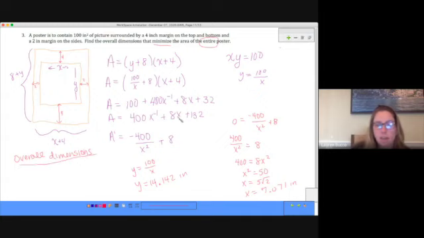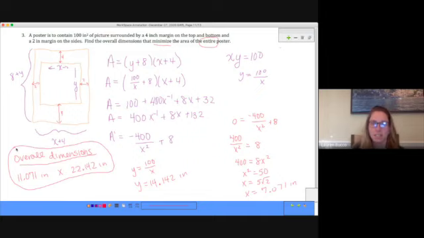So for the x, it's 7.071, but I need to add 4 to that, right? So here's the x plus 4. So it would be 11.071 inches by, and then I'm going to take the y and add 8 to it. So that would be 22.142 inches. So that's the overall dimensions of the entire poster and the frame together. All right, that was a fun one.